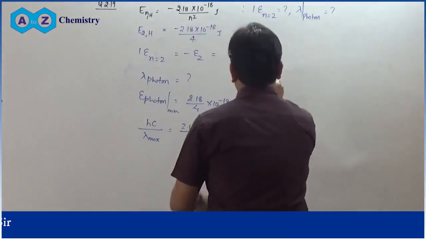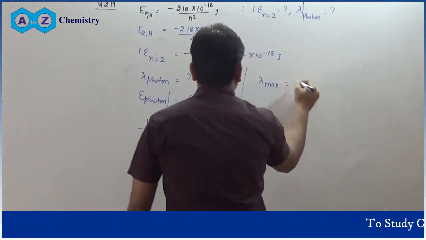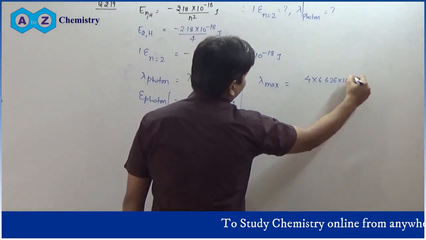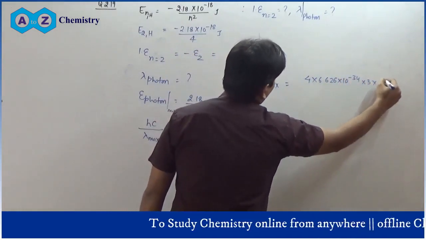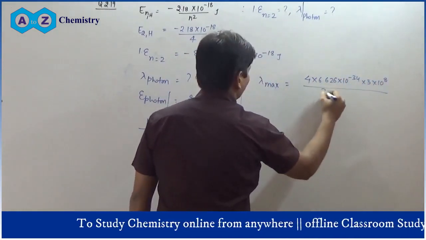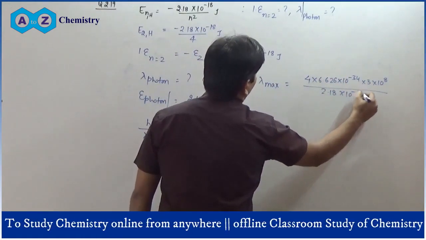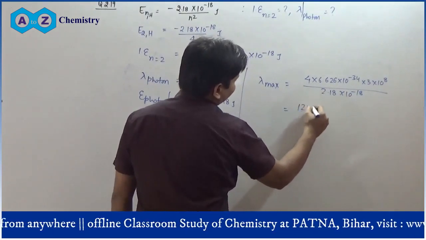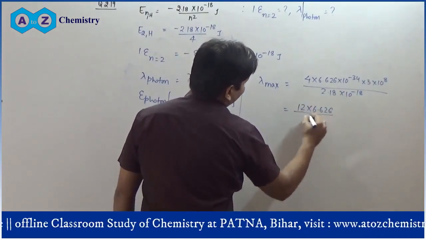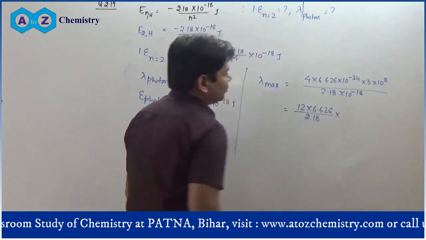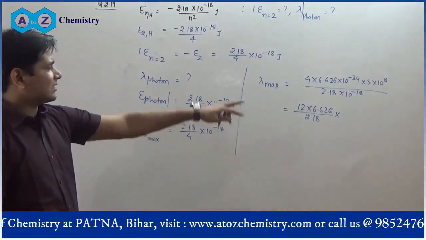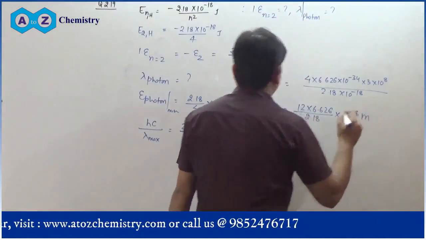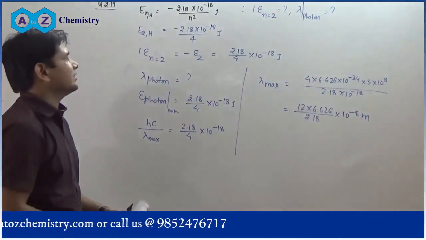So λ max is going to be equal to 4 × 6.626 × 10^-34 × 3 × 10^8 divided by 2.18 × 10^-18. In this way you will have 4 × 3 means 12 × 6.626 divided by 2.18, and this is going to be equal to about 16 × 10^-8, that is 10^-8 meter. This is the λ maximum that can be calculated easily.